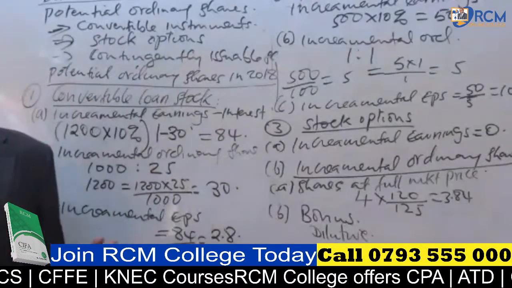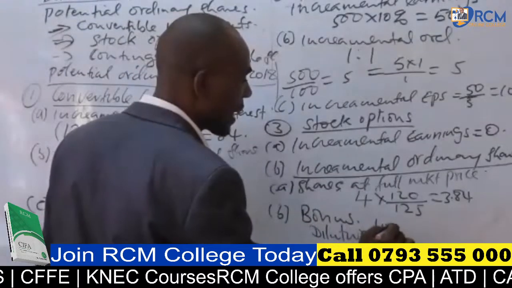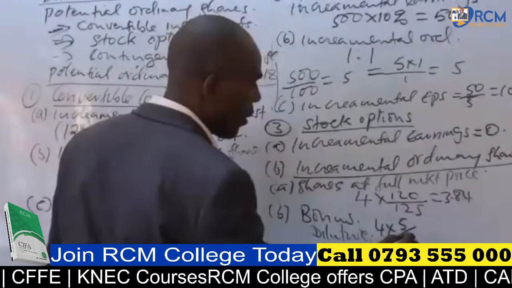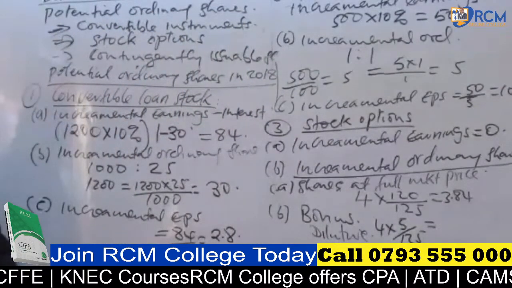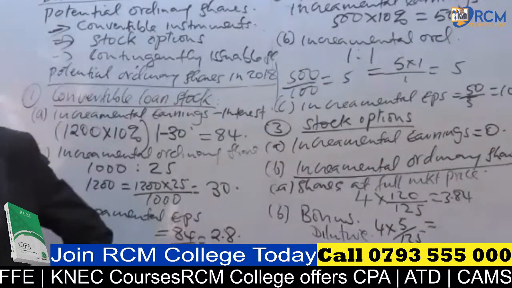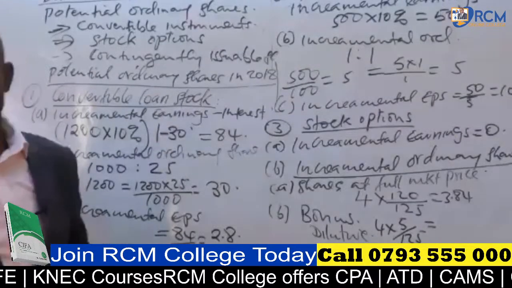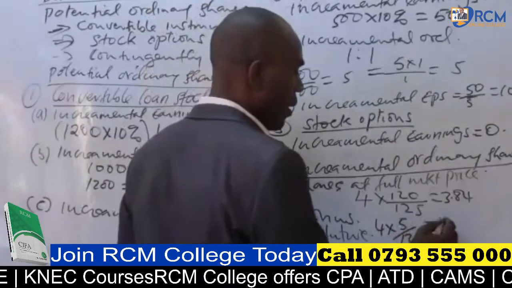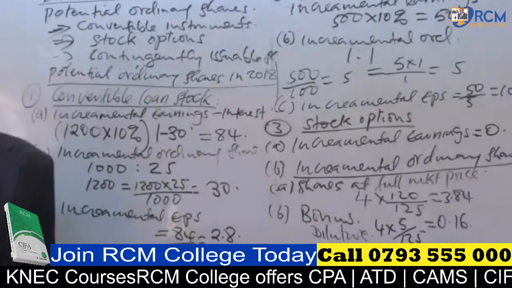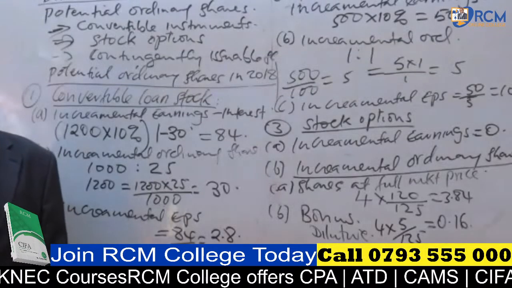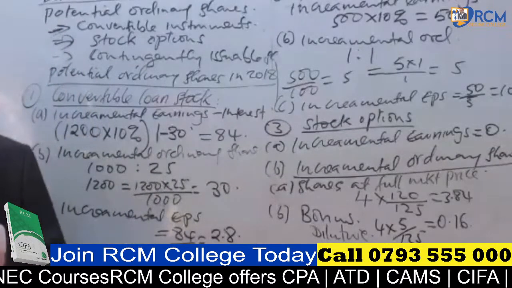But the bonus element is shillings 5 per share. Therefore, bonus will be 4 million times 5 over 125. I'm giving you 5 for free over 125. How much is the bonus element? It is 0.16. That is the bonus we are giving them, and that is what will be dilutive.